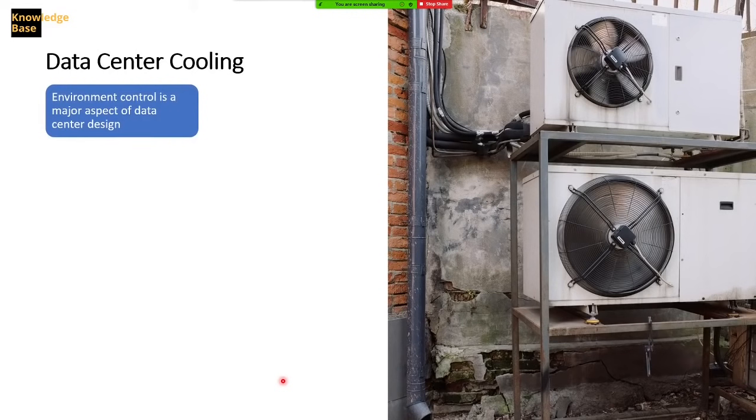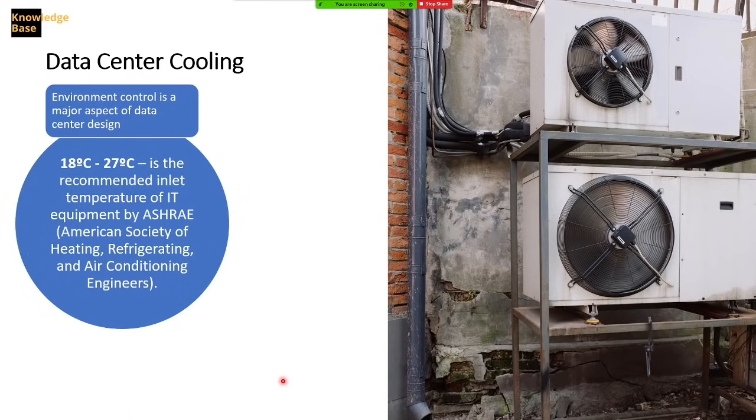Okay, so I'll talk about the cooling in the data center, and how to control the environment in the data center, and why we need to control the environment. Now, as per ASHRAE, the American Society of Heating, Refrigerating, and Air Conditioning Engineers, they recommend that the temperature inside the data center for the equipment be between 18 and 27 degrees centigrade. And this is the inlet temperature. So this is the air going inside your equipment to cool it.